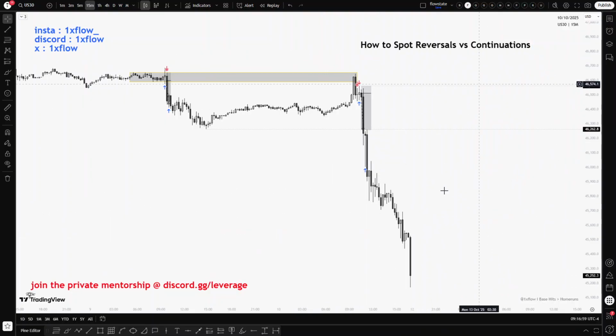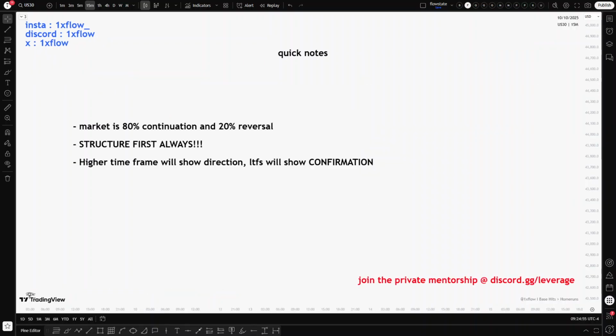So, how to spot reversals versus continuations. A few things to mention when you guys are noticing your reversals versus continuations. I do recommend you write these down as well. Some quick notes that I have here, the first one being: the market is 80% continuation and 20% reversal. What this means is you will always assume continuation until disproven.